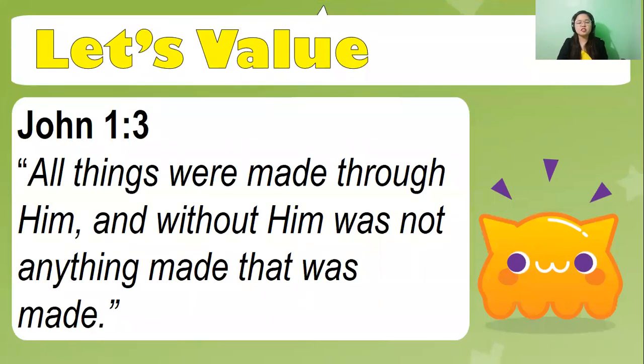Now, let us have values. According to John chapter 1 verse 3, all things were made through him, and without him was not anything made that was made. So this Bible verse means everything around us was created by God. The beautiful sceneries that we have, the animals that we have, the plants that we have, which can all be subjects for our drawing, these are all God's creation, and we need to care for it and protect it.